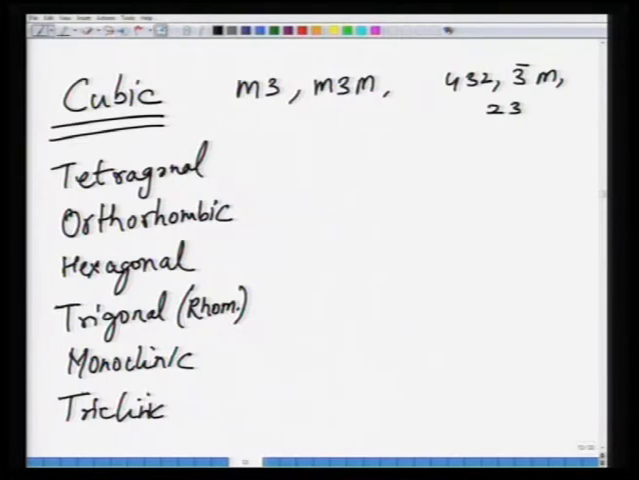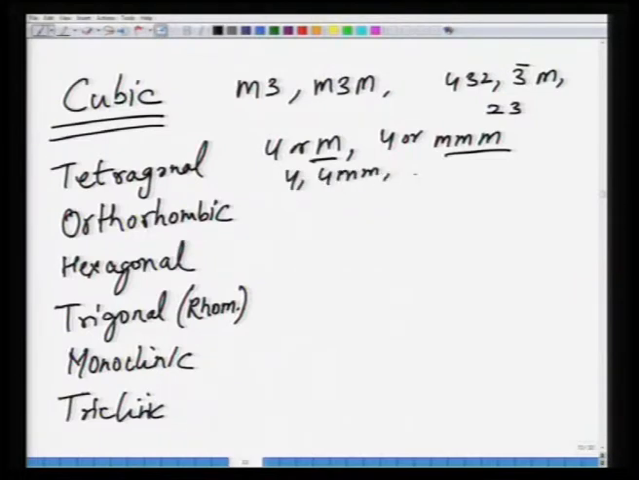For all these 7 crystal systems, there are well defined notations. So, for instance, now I will go through them. For cubic you had m3, m3m, 432, bar 3m and 23. For tetragonal we will have 4 or m, so basically a 4-fold symmetry or m, which is equivalent to a mirror plane, or you will have 4/m or 4/mmm. So, either m or mmm, and then you will have 4mm, bar 4 2m and 422. Okay. So, these are the symmetry elements for tetragonal.